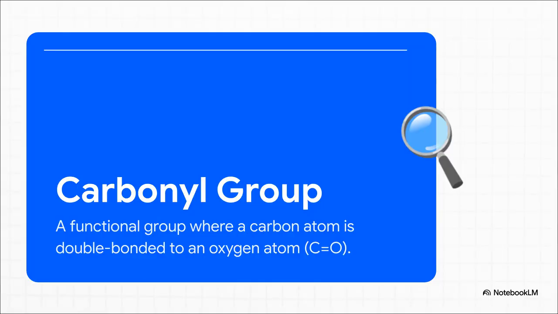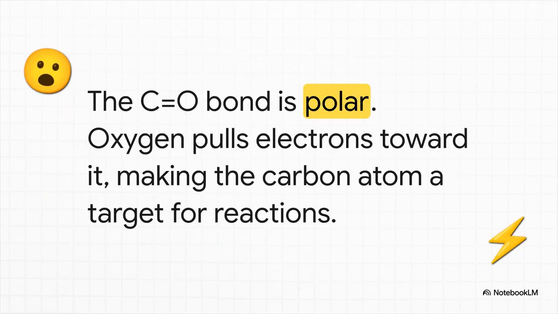So what is a carbonyl group? It sounds complicated, but it's not. It's just one carbon atom double bonded to one oxygen atom. That's literally it. C, double bond O. This super simple arrangement is the core of a massive family of compounds, including the aldehydes, ketones, and acids we're about to get into. And the real secret to the carbonyl's power?